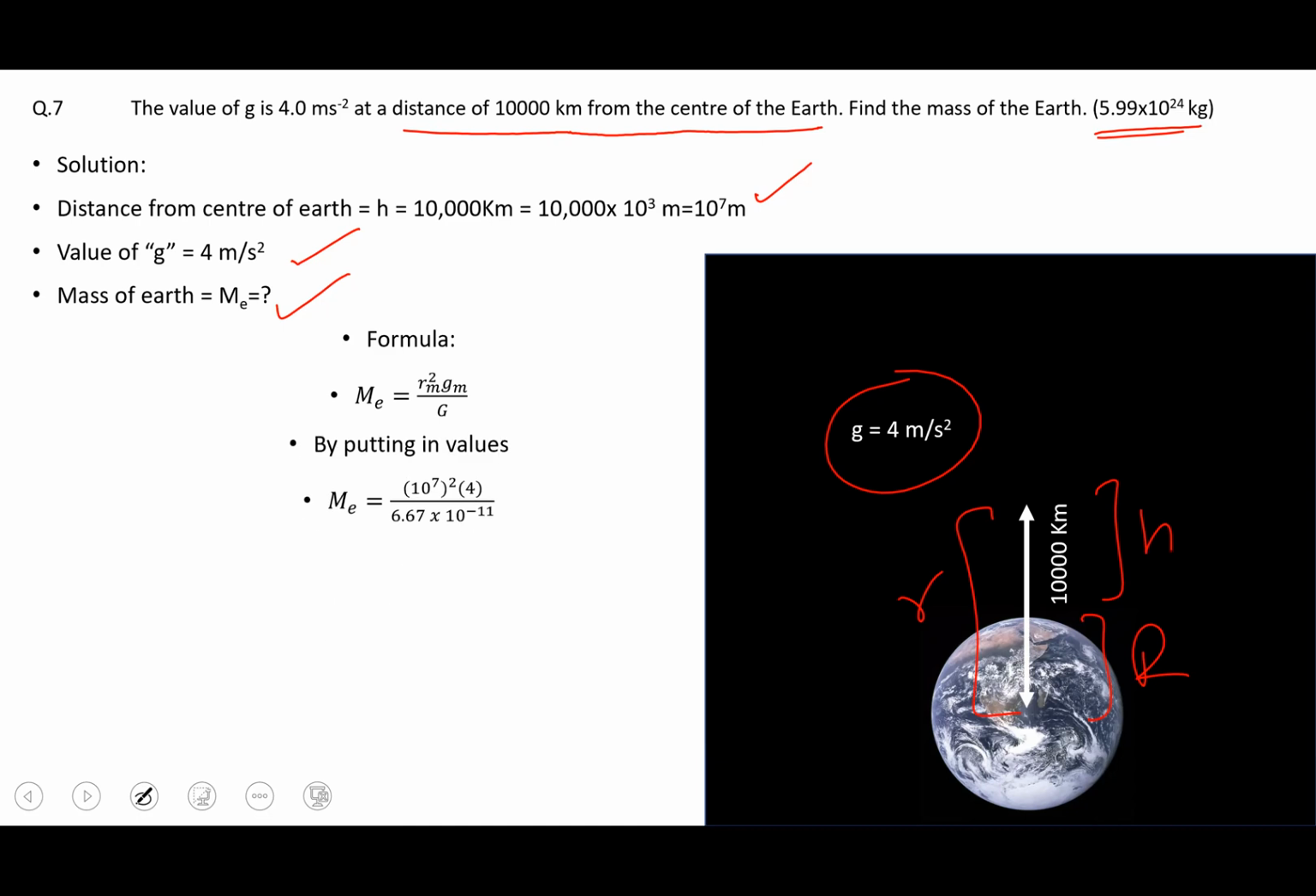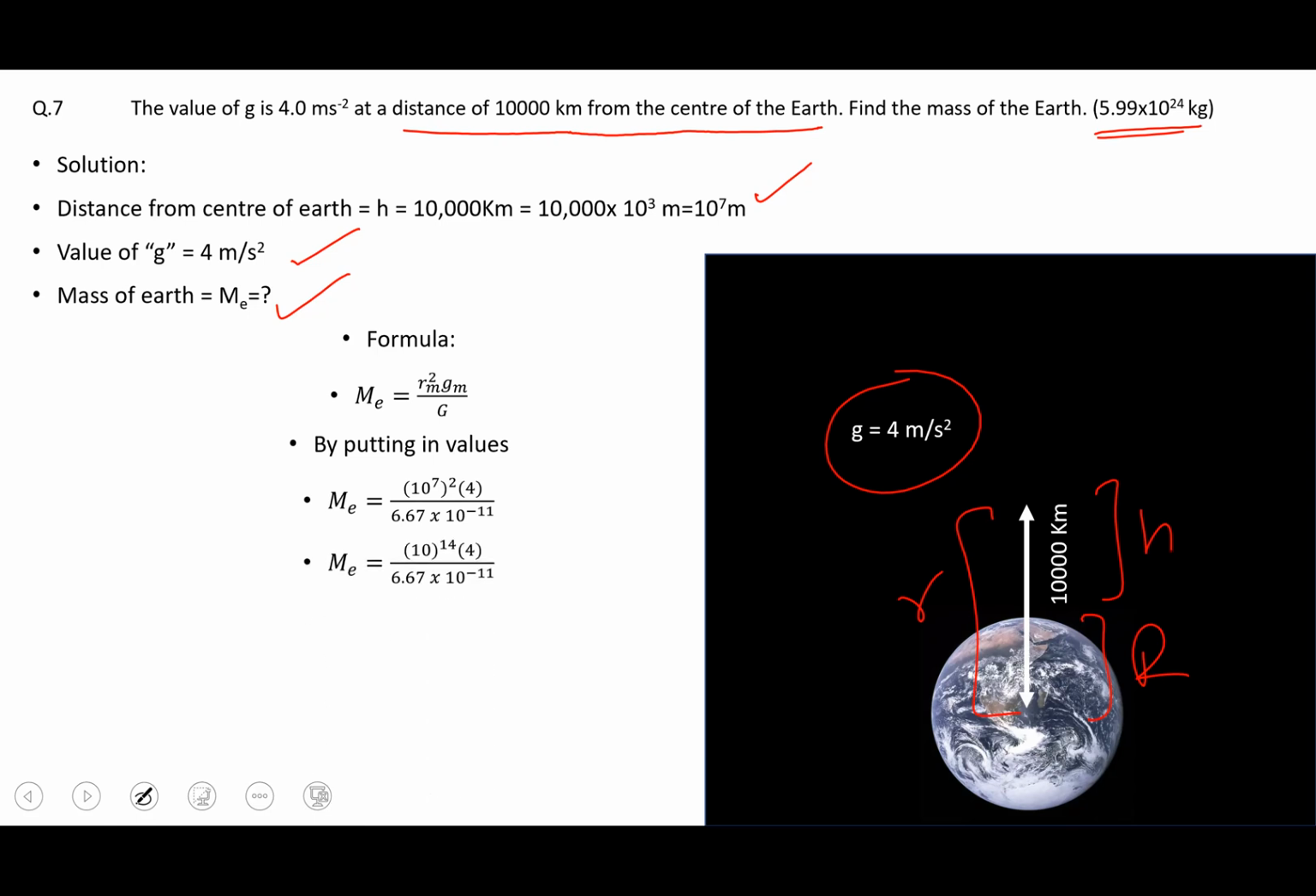Putting in the values, what do we get? We get M, that means the mass of the Earth, is equal to the radius, which is 10 to the power 7, whole squared, into the value of g, which is 4, divided by the value of G, which is 6.67 into 10 to the power minus 11.